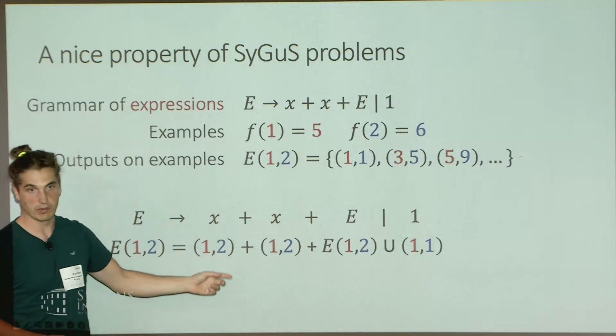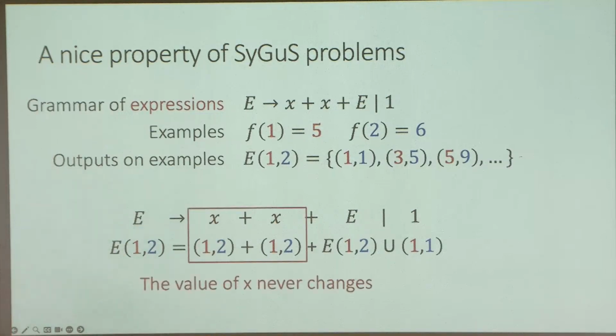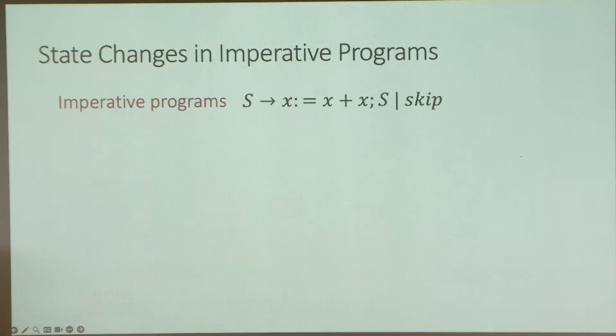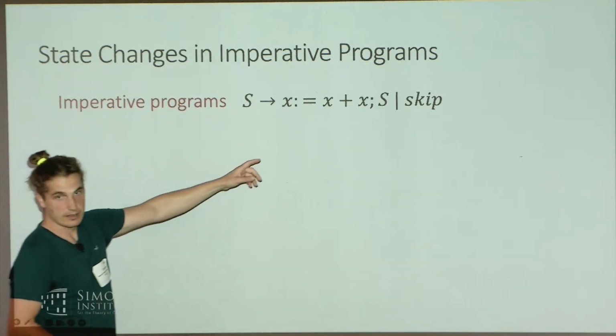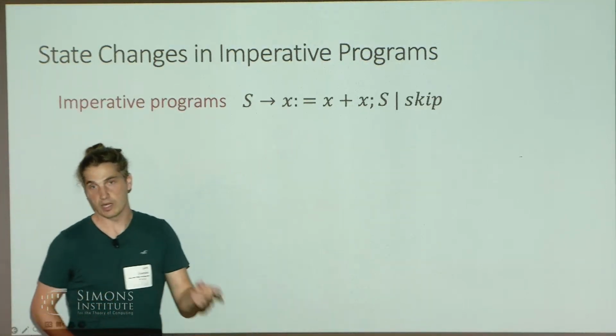Therefore, x is always 1, 2, no matter where I find it in the program. So this is the property of expressions. They have no side effect. But if I have statements like this, now we're in trouble.